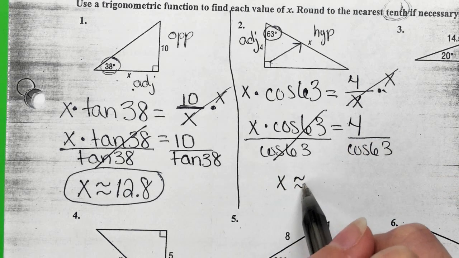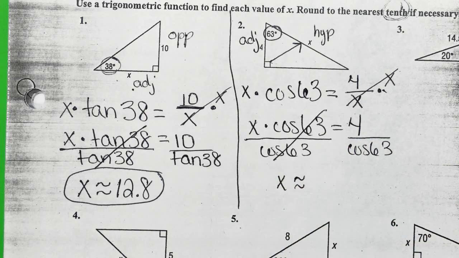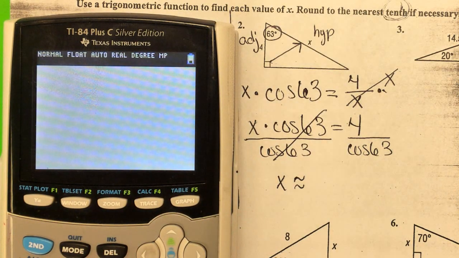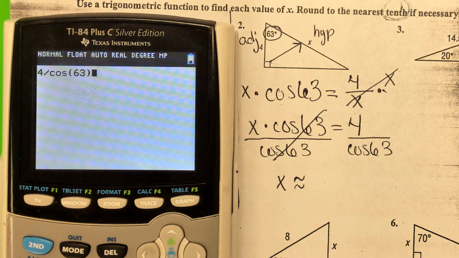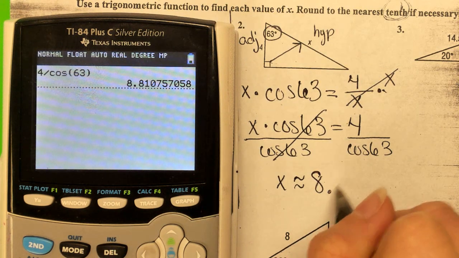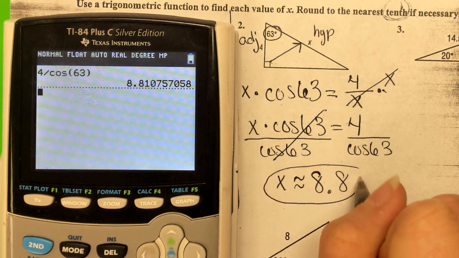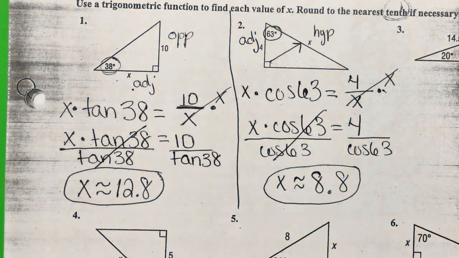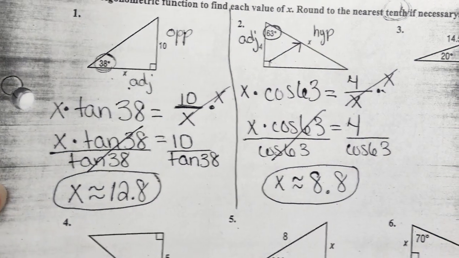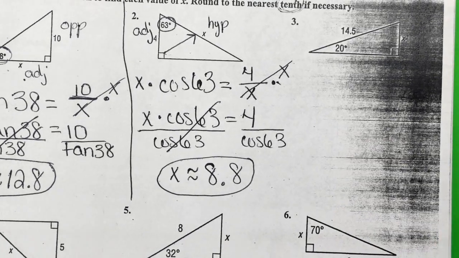Put your little squiggly equal sign because it's not exact. Make sure your calculator is in what mode? It's in degree. Degree mode. And 4 divided by cosine of 63. What'd you get? 8.8. Very good. Why do you have to do the squiggly sign? Because it's not exactly 8.8. It's about 8.8. That's what the little squiggly equal sign means. Yep, let's do this one together.